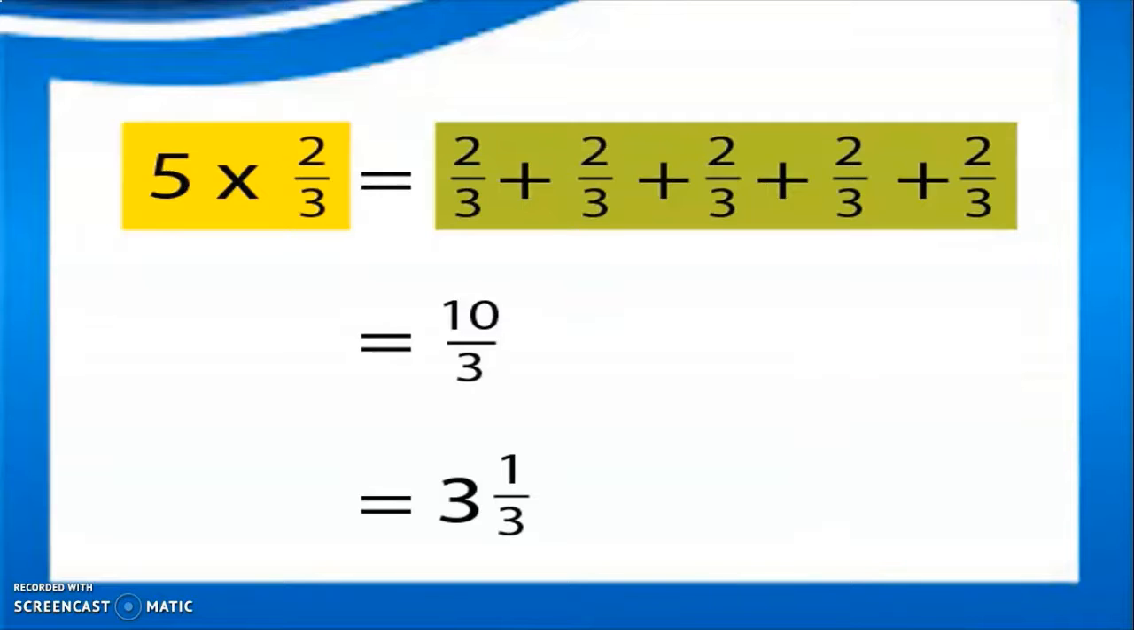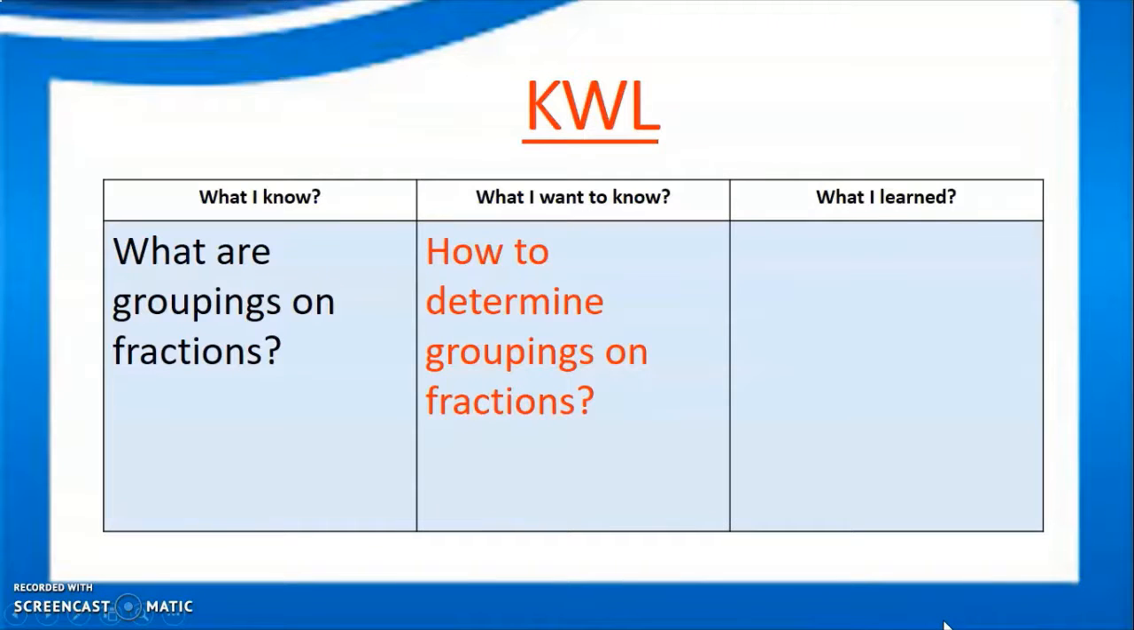Another example, 5 times 2/3. It means 2/3 plus 2/3 plus 2/3 plus 2/3 plus 2/3 is equal to 10 over 3, which is equal to 3 and 1/3. But how many groups of 2/3 are in 5 times 2/3? Yes, we have 5 groups of 2/3. How to determine groupings on fractions?